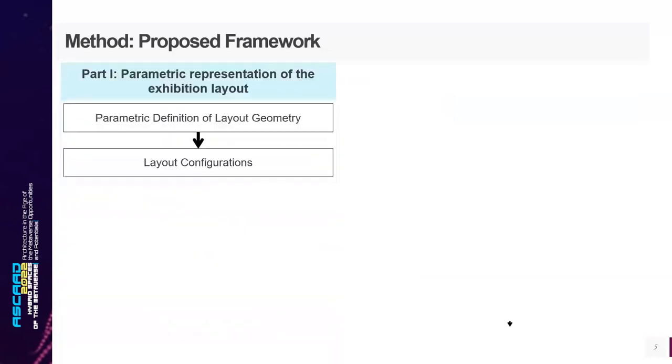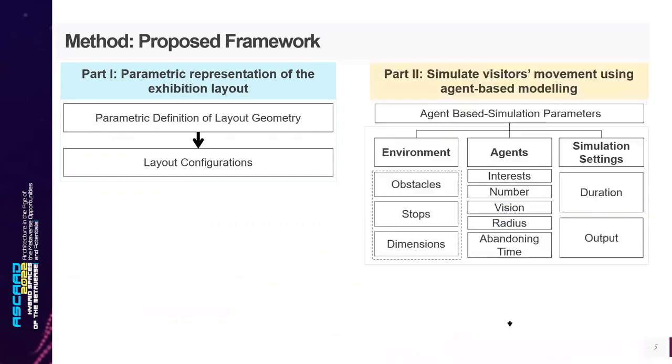The proposed framework consists of two parts. The first part is to parametrically represent the exhibition layout. The second part is to simulate the visitor's movement using agent-based modeling.